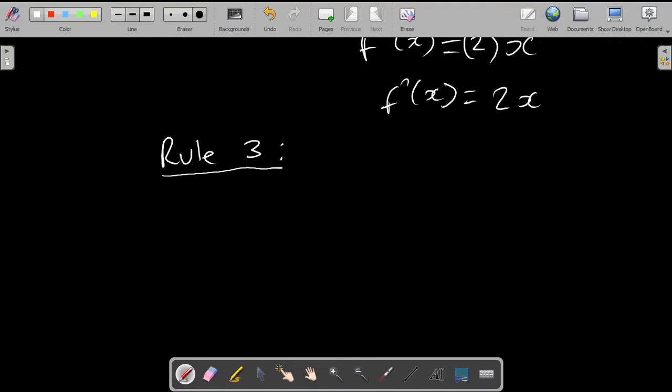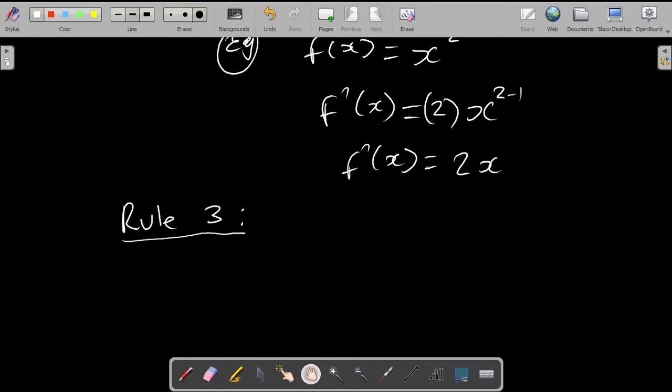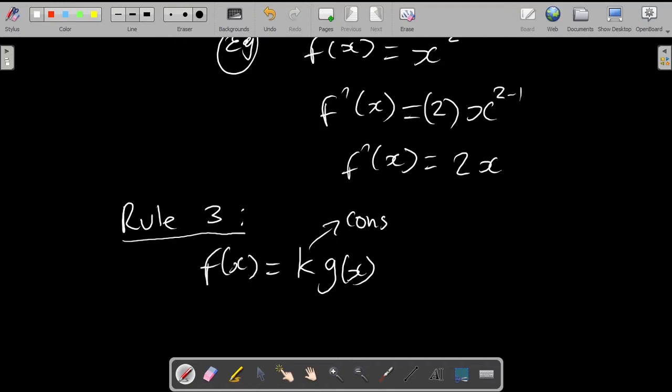In this rule, we're going to talk about the derivative of a function when it's multiplied by a constant. So taking the previous example, let's first write it in its general form. So if you have a function of x multiplied by a constant, so this is your constant, and this would be your function of x, right? F of x, so function of x.